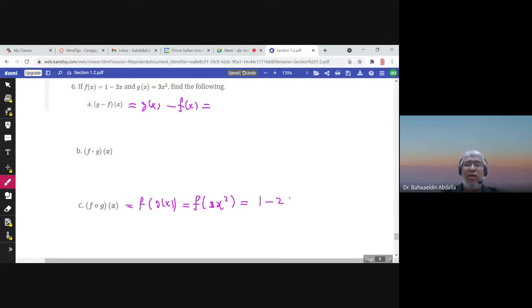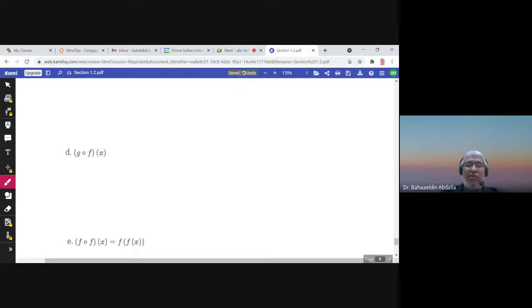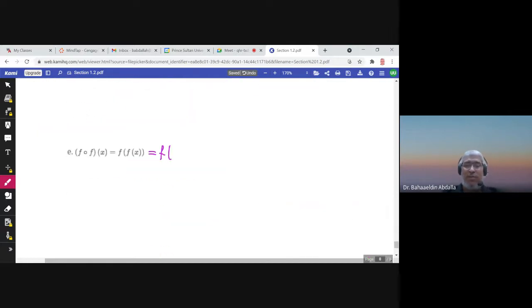So I have 1 minus 2 times x, but x is replaced by 3x squared. So the answer is 1 minus 2 times 3, that is 6x squared. This is f circle g. Please try to find g circle f of x. Let us find f circle f of x. It is f of f of x. Well, f of x is 1 minus 2x.